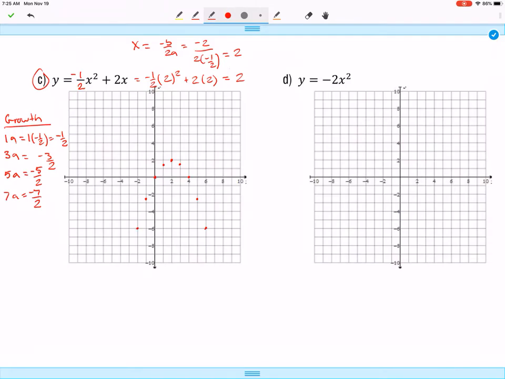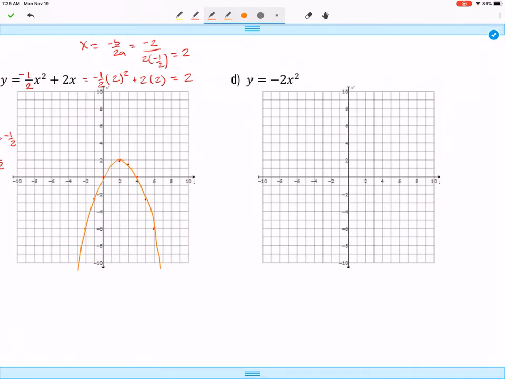Okay, and then after that we can draw our parabola. As we have more points like this, it starts looking a lot more like a nice parabola. Okay, something like that.